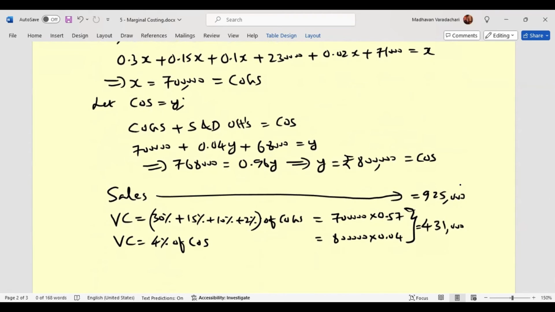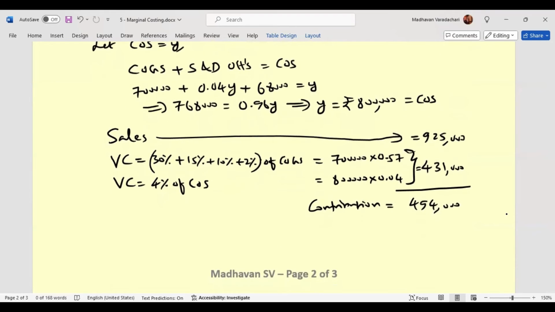So if we subtract these two, we will get the contribution, which will be 494,000. Then if we subtract fixed cost, which is 369,000, which we already have available in the table, we'll get the profit. So the profit will be 1,25,000.